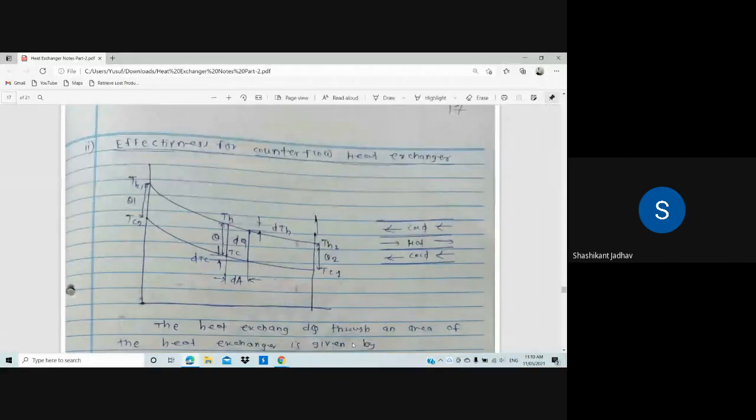In this case hot fluid is moving from the left hand side to the right hand side, and cold fluid is moving from the right hand side to the left hand side.